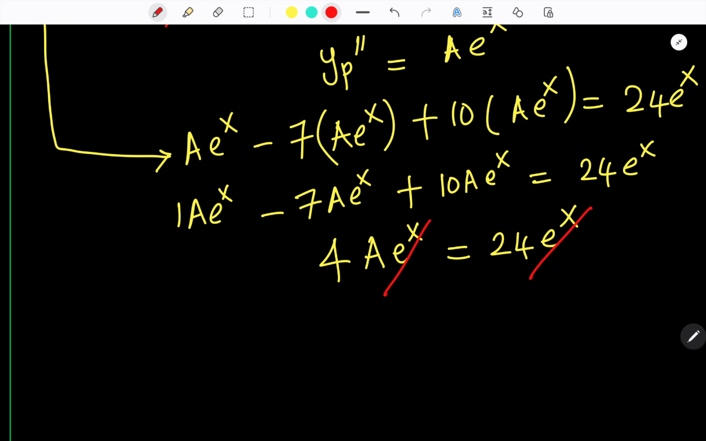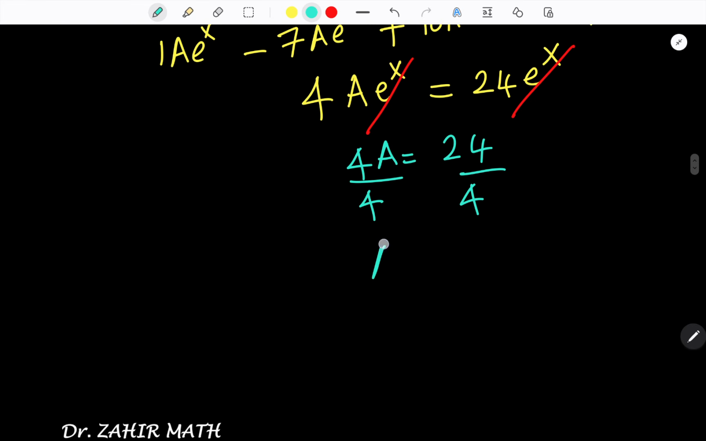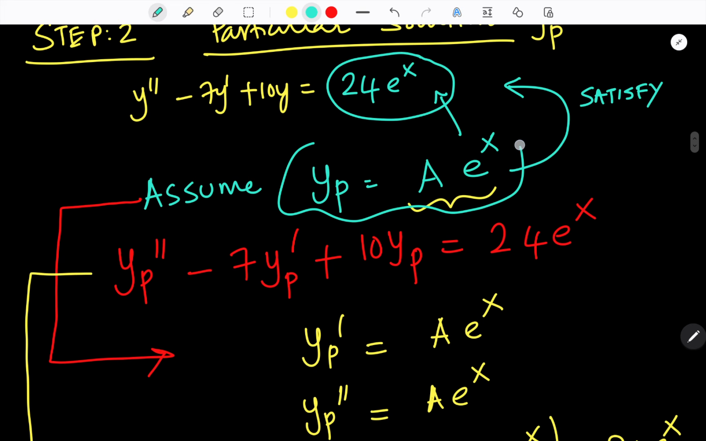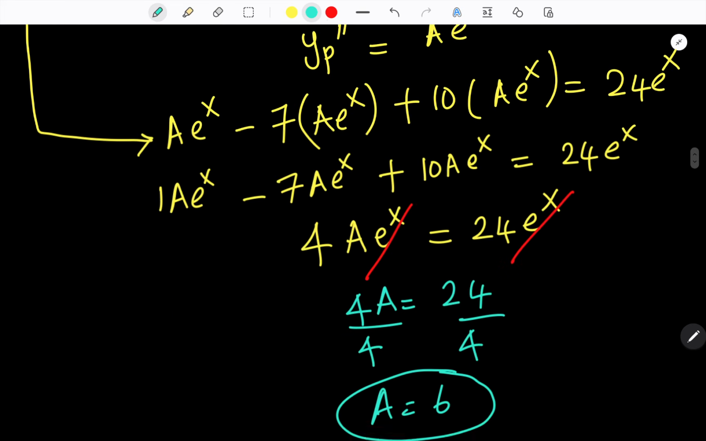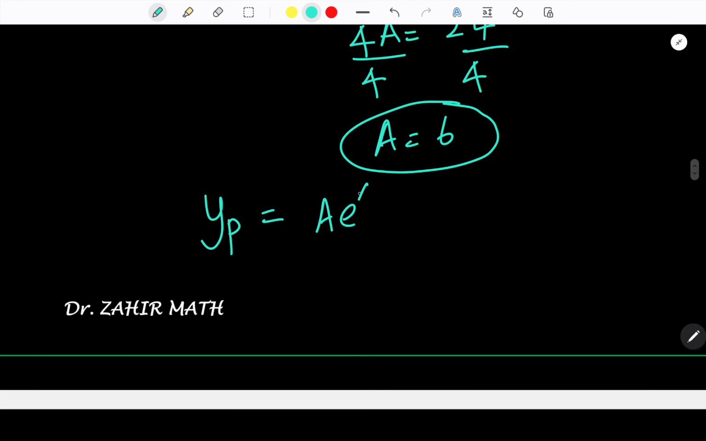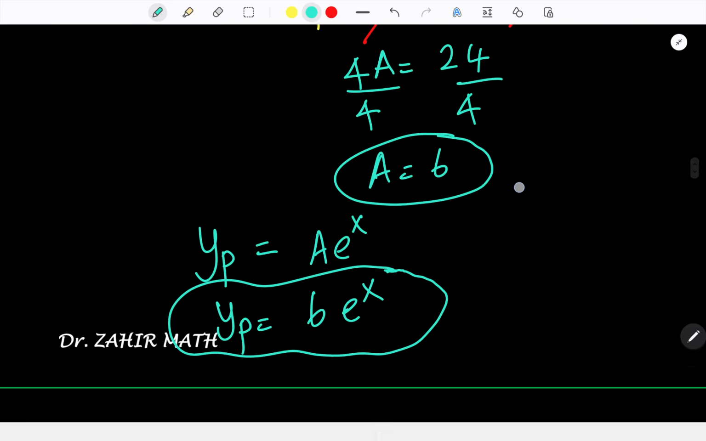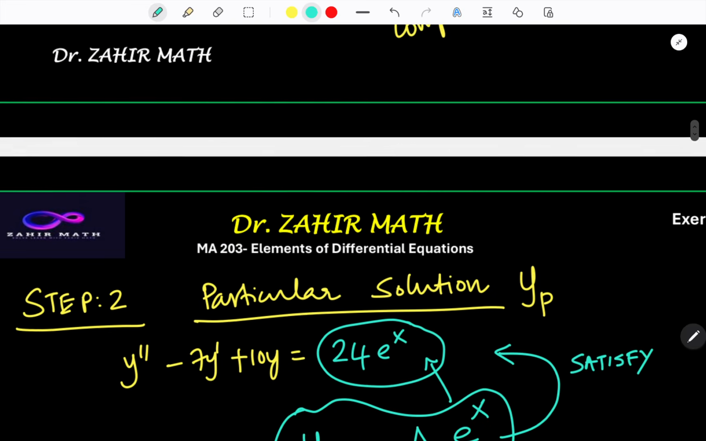So e power x cancels. So we are getting 4a is equal to 24. So divide by 4. So we are getting a equals 6. This is a. But what is your particular solution? Our particular solution we assumed as what? A e power x is our solution, right? So yp equals a e power x. What is your a? A is 6, so yp is 6 e power x. Now slowly go to your question and check whether it is same or not.